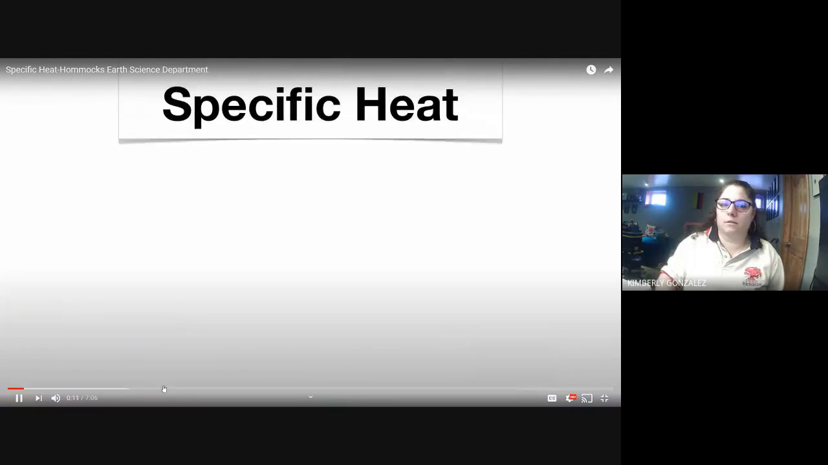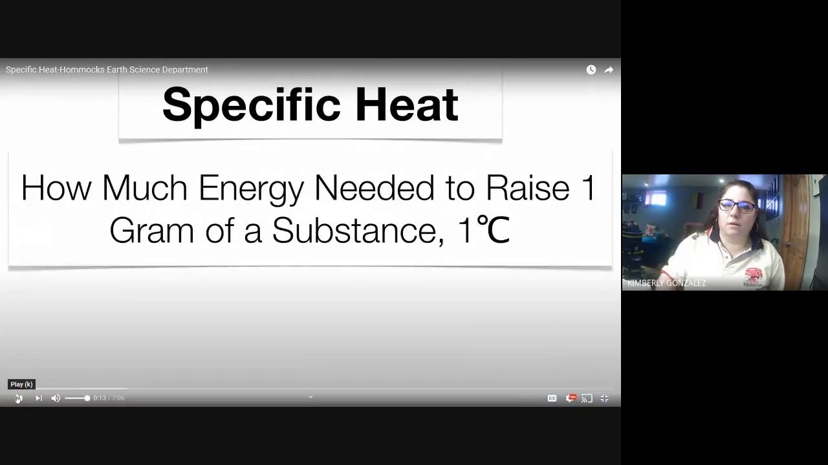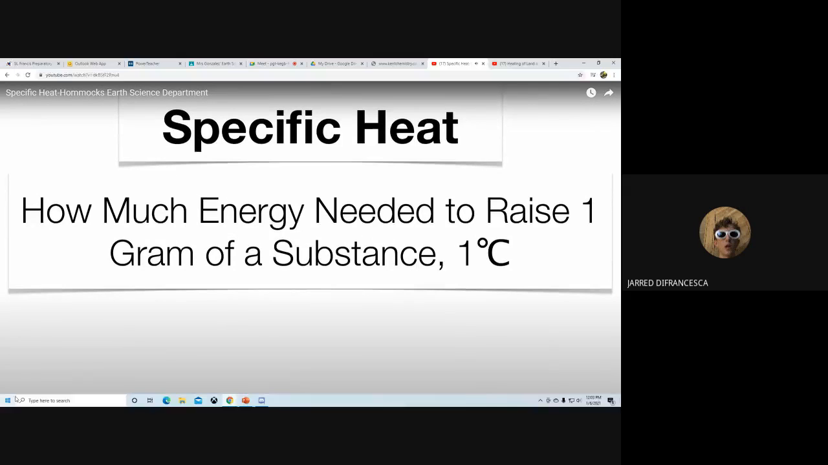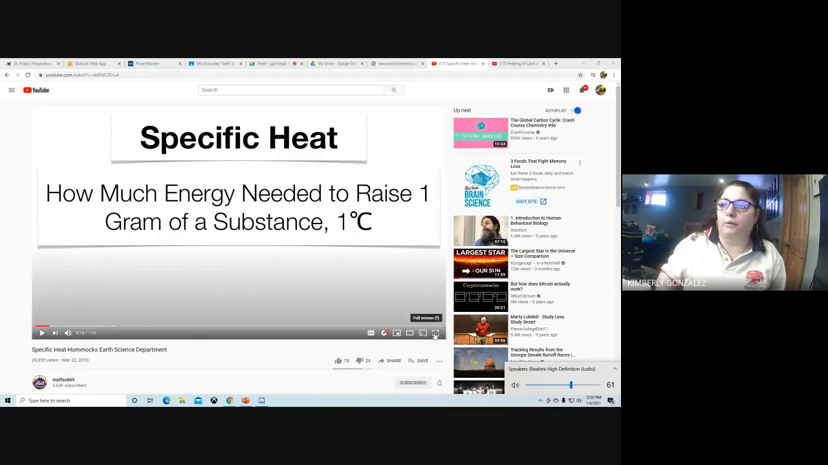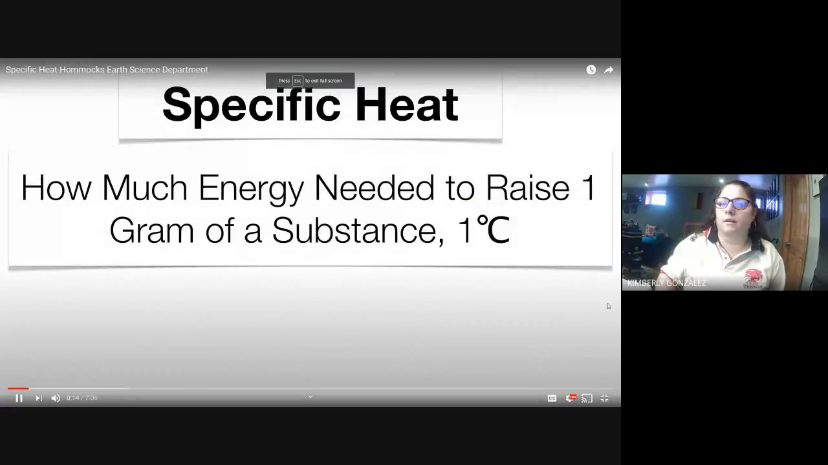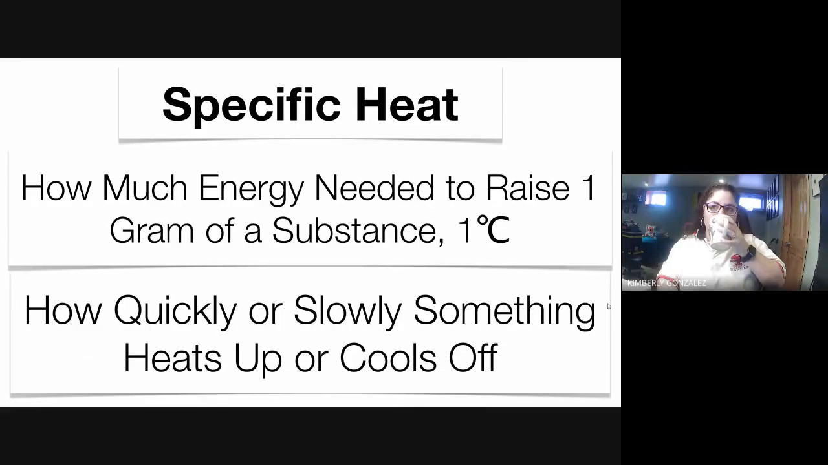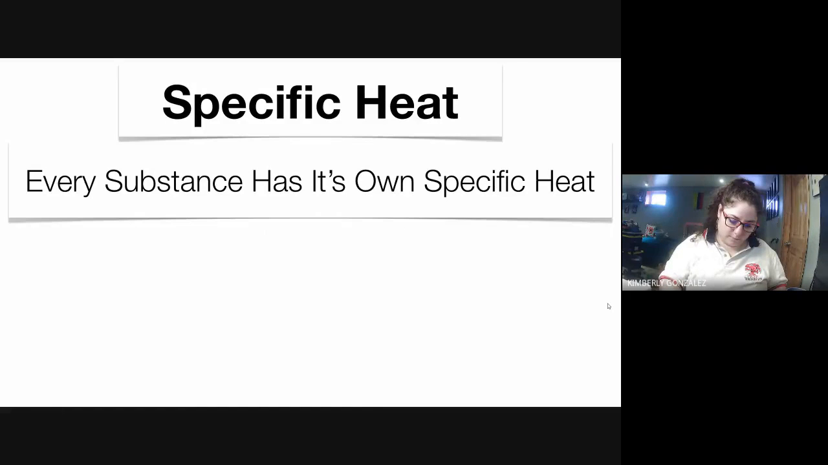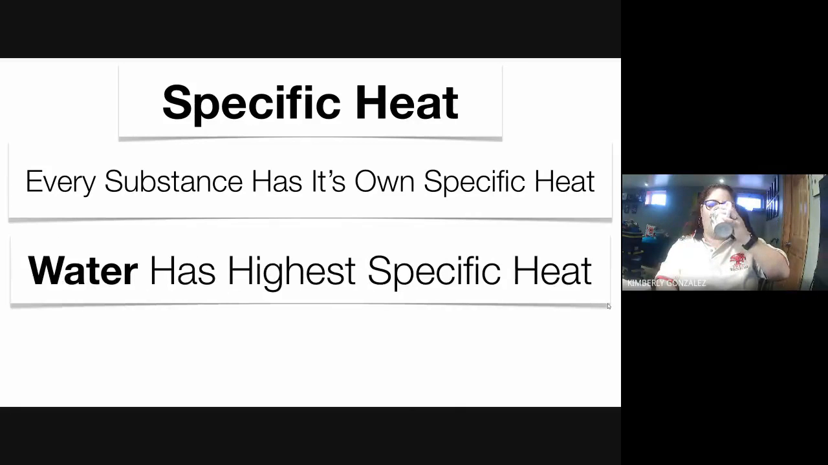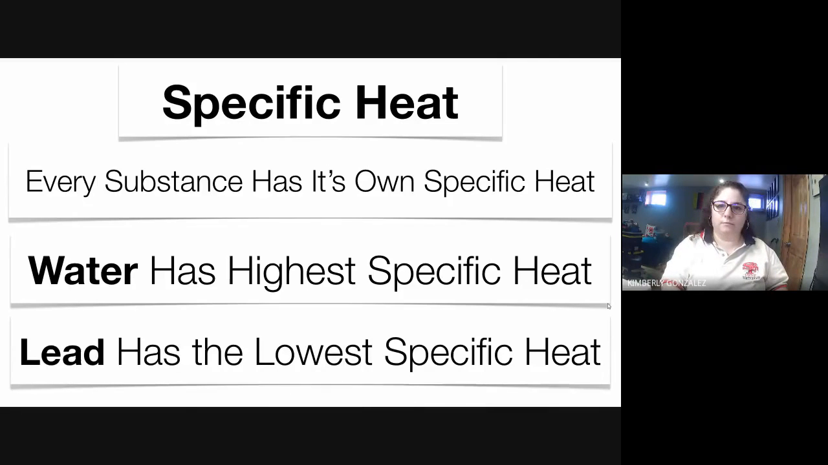Definition of specific heat. Basically, how much heat energy needs to raise one gram of a substance 1 degree Celsius. Now, an easier way to remember that is basically how quickly or how slowly something's going to heat up or cool off. Now, when dealing with specific heats, every single substance on the planet has its own specific heat. Every substance on the planet heats and cools at its own rate. Something that has a very high specific heat is an example of water. Something that has a very low specific heat, a good example of that is going to be lead.